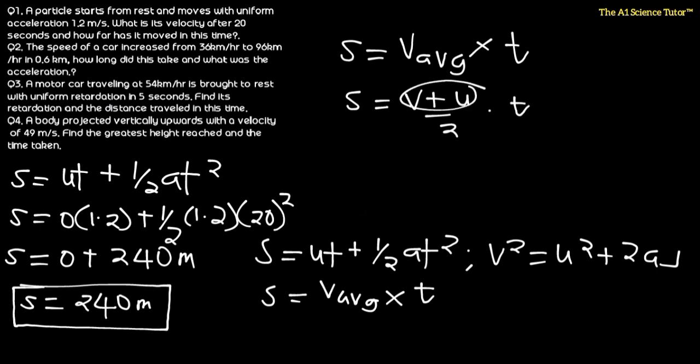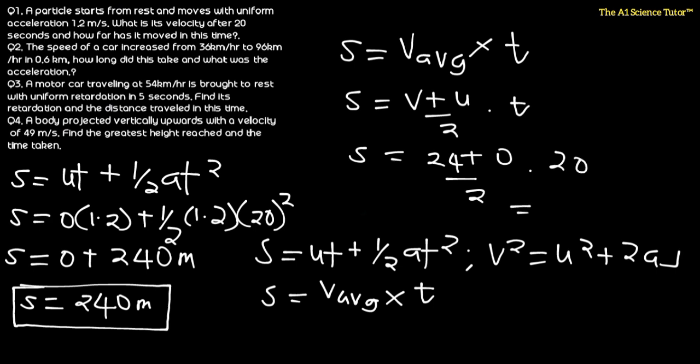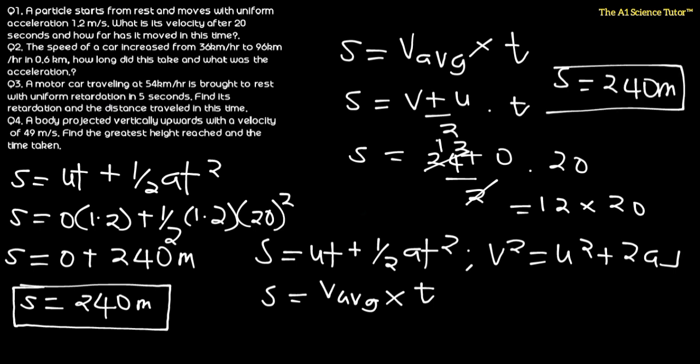Now we know what v is. v is 24 and u is 0. This is divided by 2, and the time we had was 20. So this is basically going to be 12, because 2 divided into 24 gives us 12. So we have 12 multiplied by 20, which makes it 240 meters. So as it is, all these formulas work.